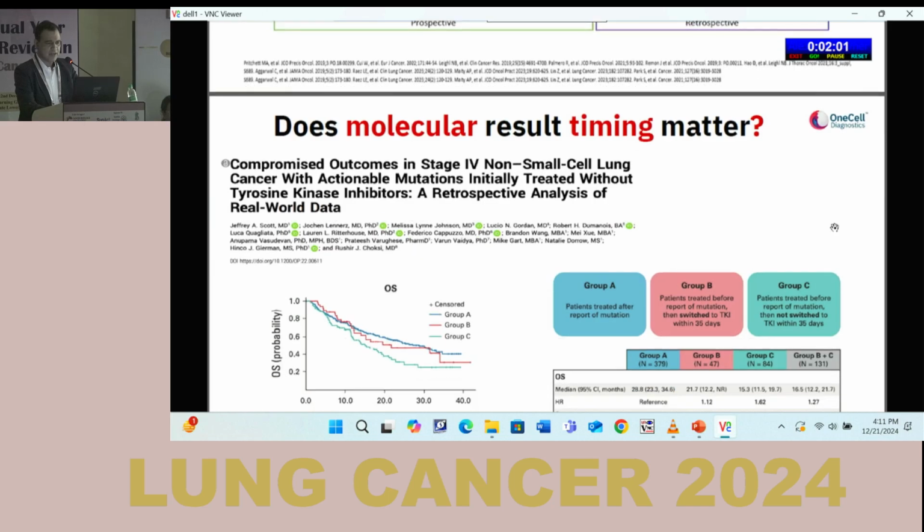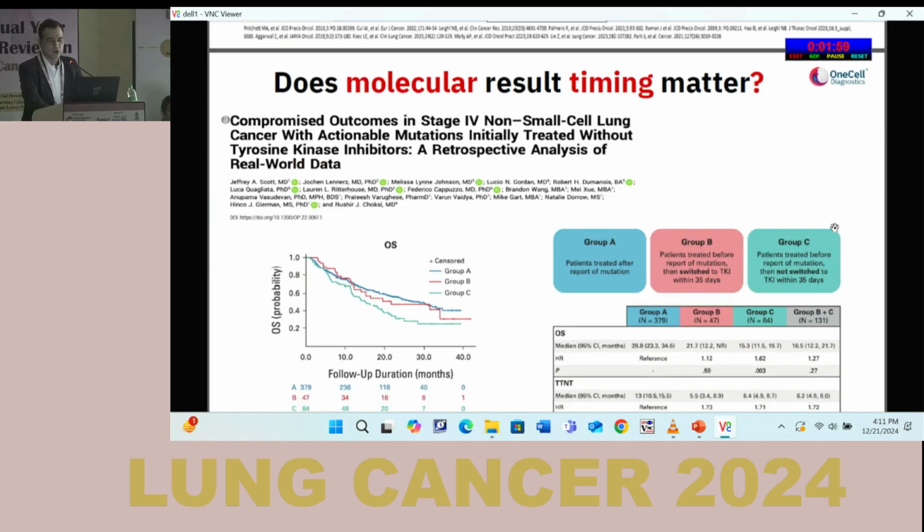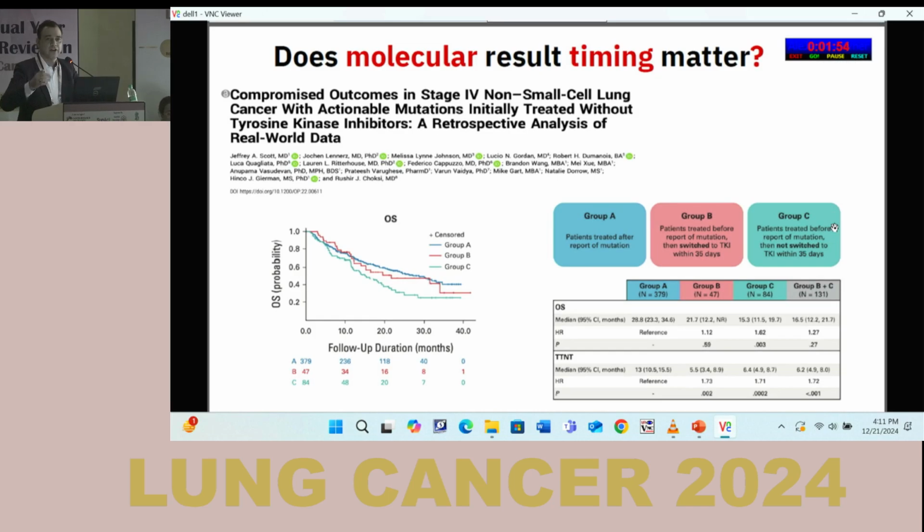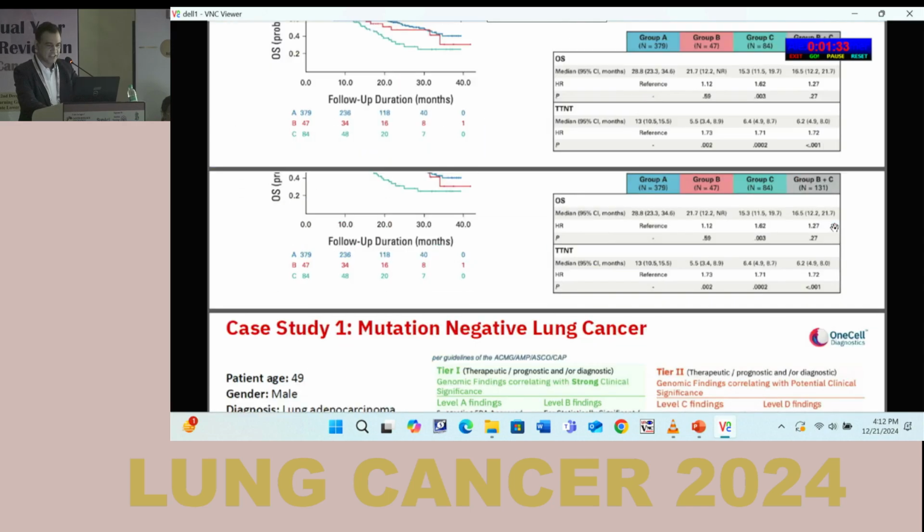And I found this very interesting. Does molecular result timing matter? In fact, this is what is here. The A group is patients who were treated after the report came. The B group is patients treated before the report came, and then switched to TKIs. And the C group is when the patient has already been treated with chemotherapy and then not switched to the TKIs. You can see that there's an overall survival benefit if you get liquid biopsy earlier and treat according to that.